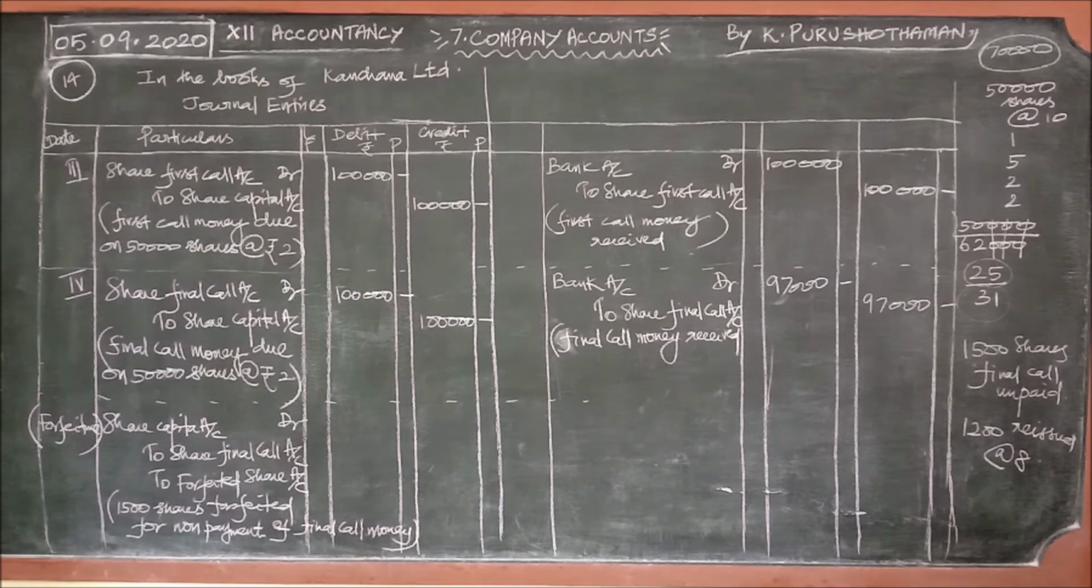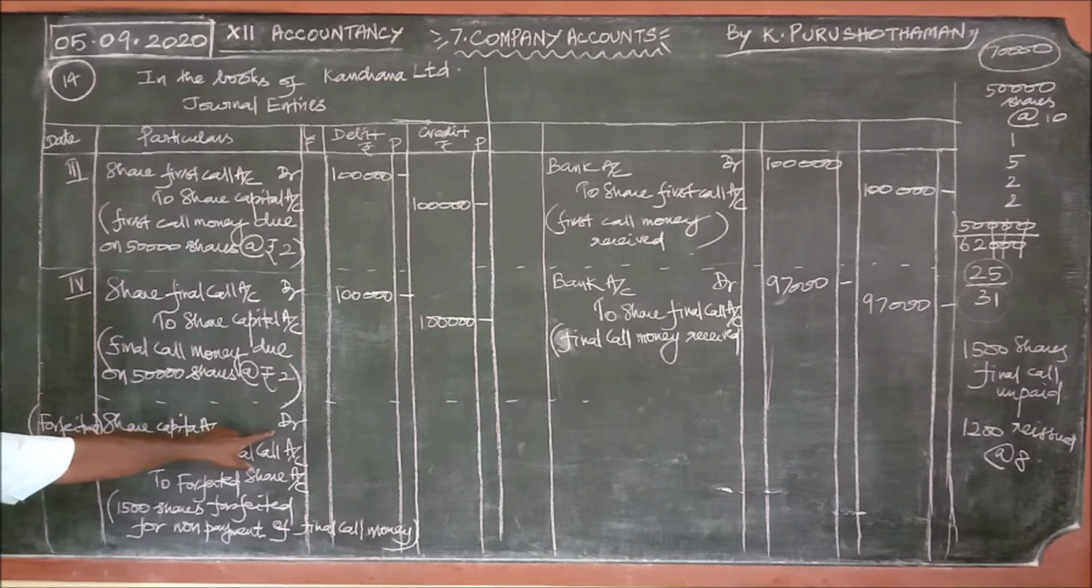For that, the share capital account and this forfeited share account are permanent. But this credit entry varies from sum to sum. It depends upon the condition. If only the final call money is not paid, you can write to share final call account. If both the call moneys are not paid, combined together, you can write share first and final call account. If both the calls were not paid, but it is given separately, what should you write?